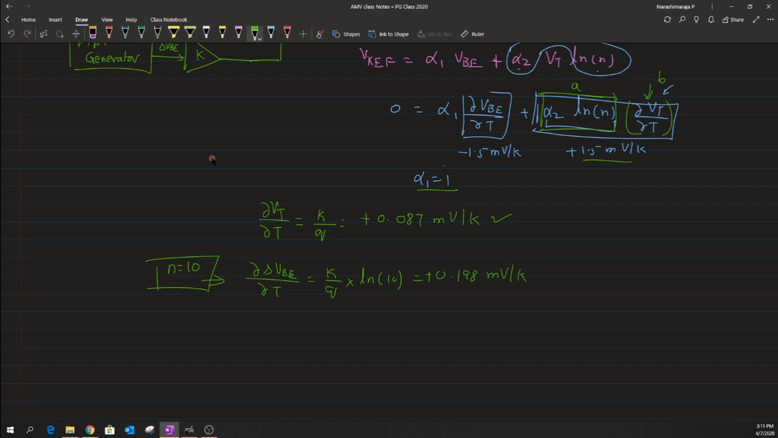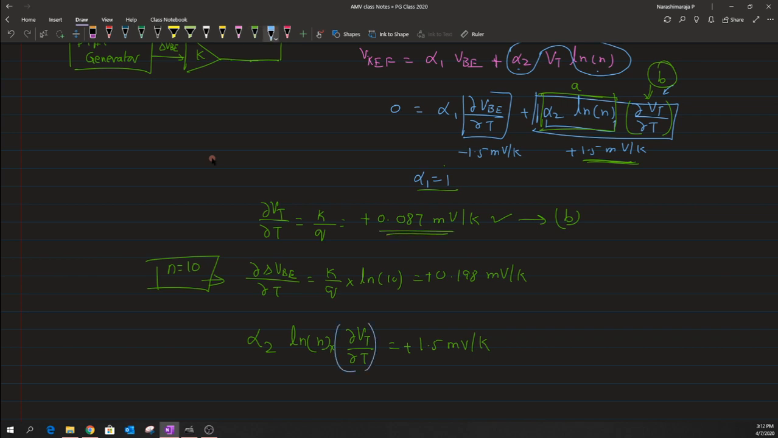Okay, so now that the value of this b factor is known, the only thing is that we need to identify what's supposed to be this a factor, such that when I multiply this a factor with this b factor, the end result of this product is supposed to be equal to this 1.5 millivolt per Kelvin, right? Yeah. So let us try to do that. We want this alpha 2 times ln of n times dou Vt with respect to temperature to be equal to plus 1.5 millivolt per Kelvin, and we now calculate this value of alpha.